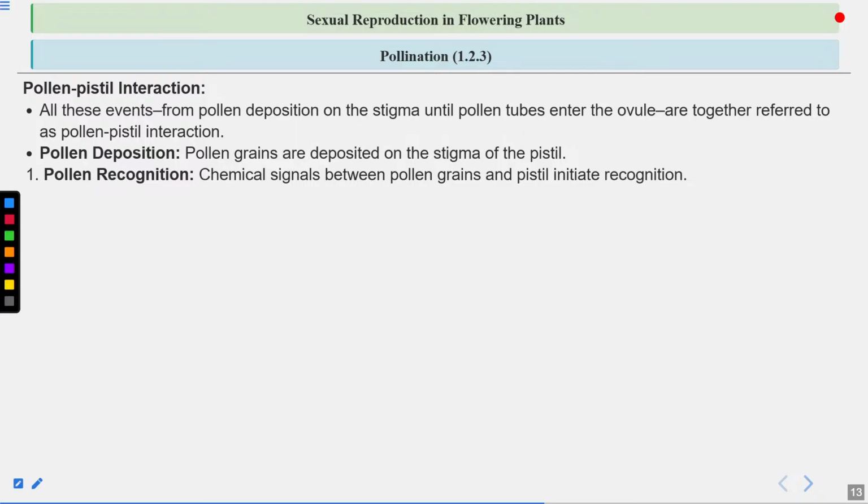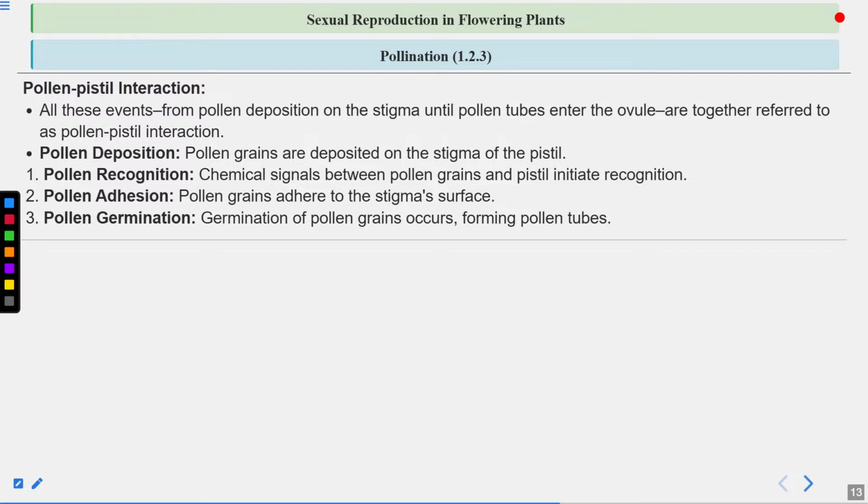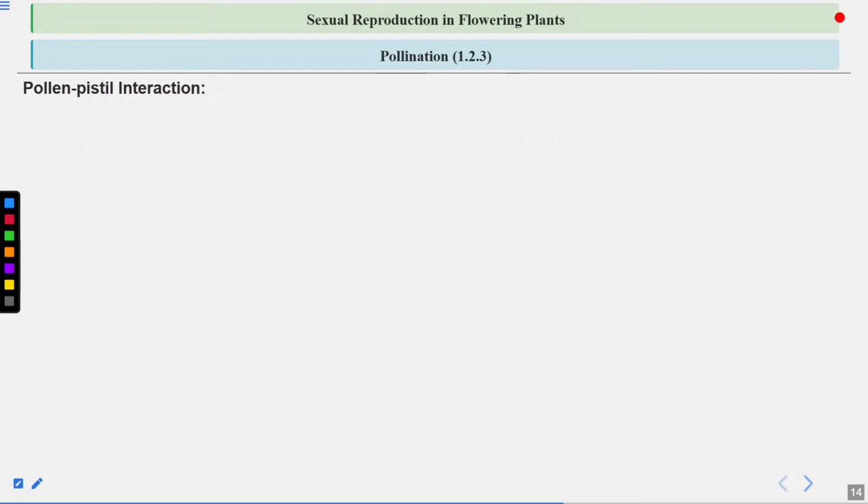Second, pollen recognition. The chemical signals between the pollen grain and the pistil initiate the recognition. The third thing, pollen adhesion. Adhesion means the pollen grain sticks to the surface of the stigma because of the release of some sugar and protein material, right? And pollen germination. Germination of the pollen grain occurs, forming the pollen tube.